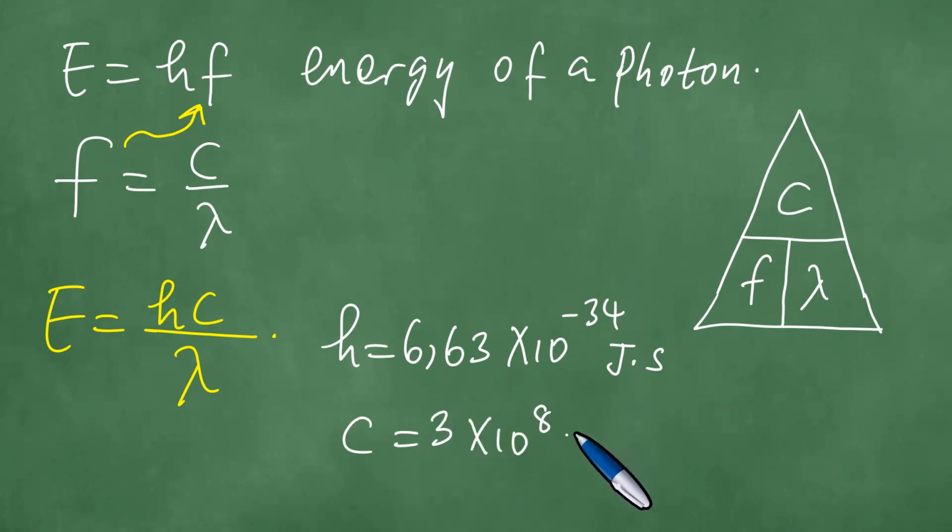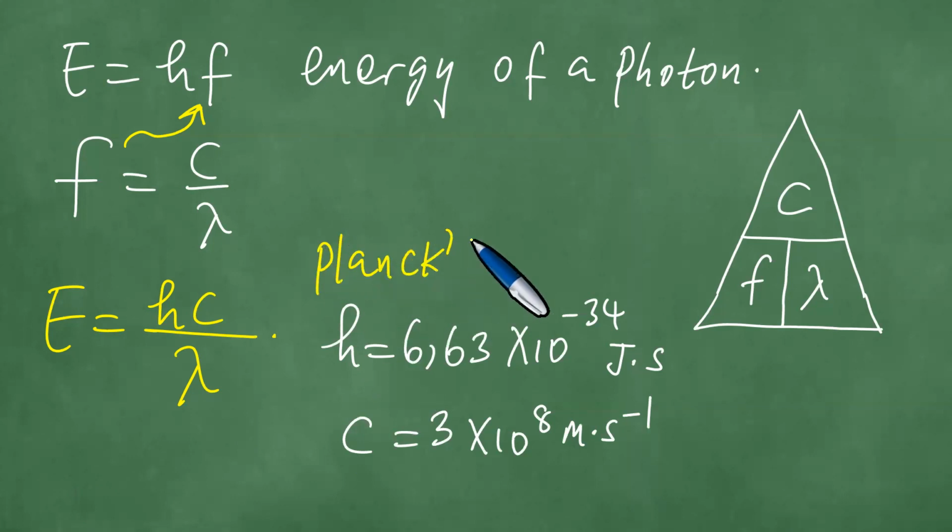Three times 10 to the power 8 meters per second. So this is the speed of the waves in vacuum, the speed of light in vacuum. And this is what you call Planck's constant. The H is called Planck's constant, by Max Planck. Right, Planck's constant. So we continue.